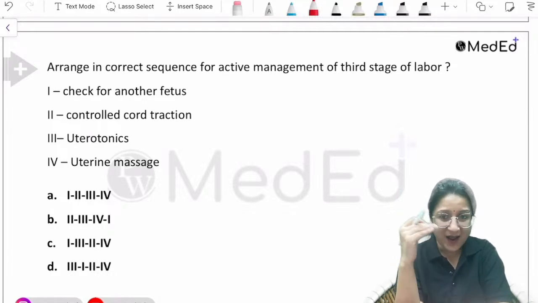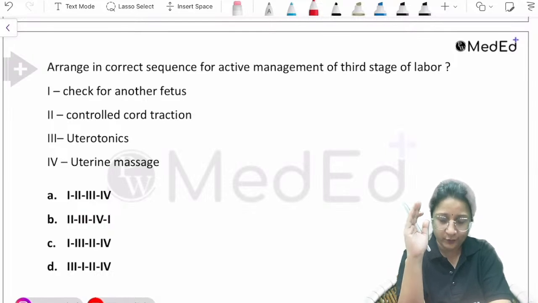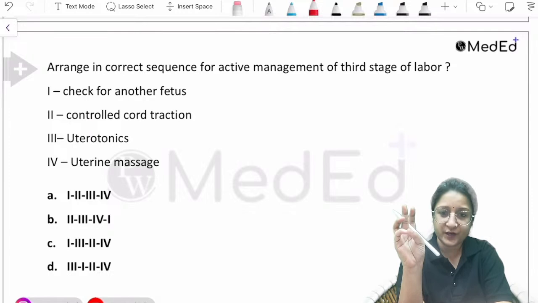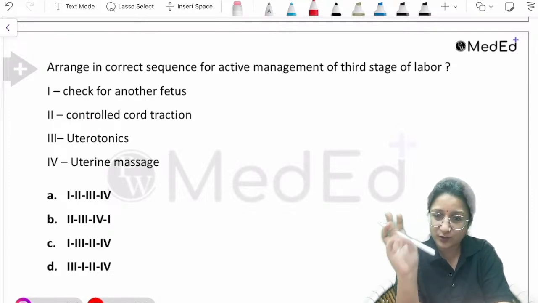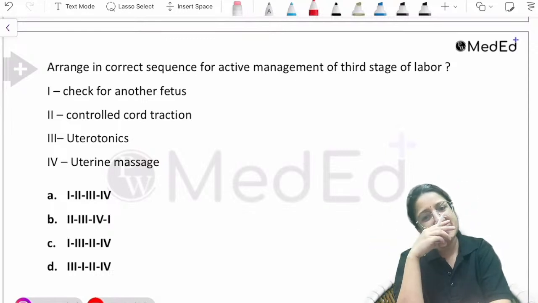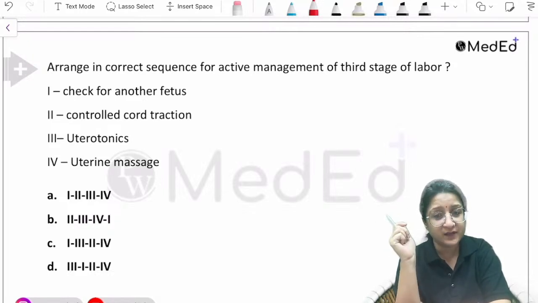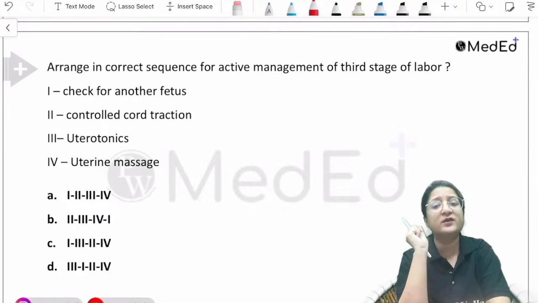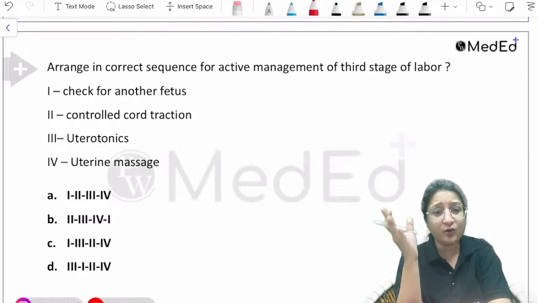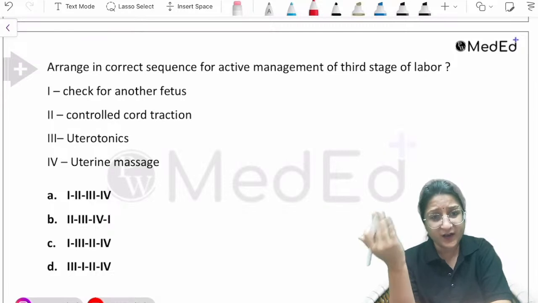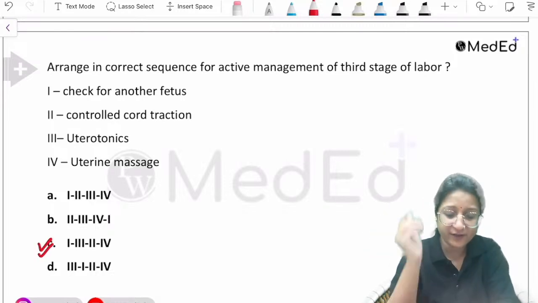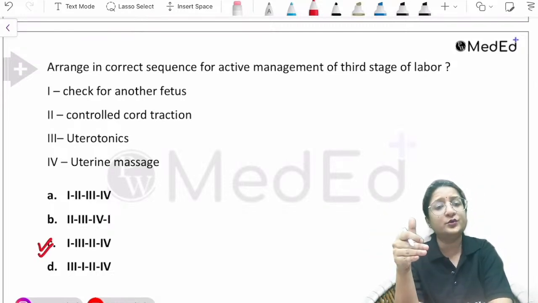What do you know about active management of third stage of labor? Uterotonics, most important step. Uterotonics have to be given immediately after delivery of the baby. That is also correct. But if it is a twin pregnancy, if there is another twin yet to deliver, then you will not start with active management of third stage of labor. Now there is another fetus left to deliver, isn't it? So common sense, logic: check for another fetus, give the uterotonics.